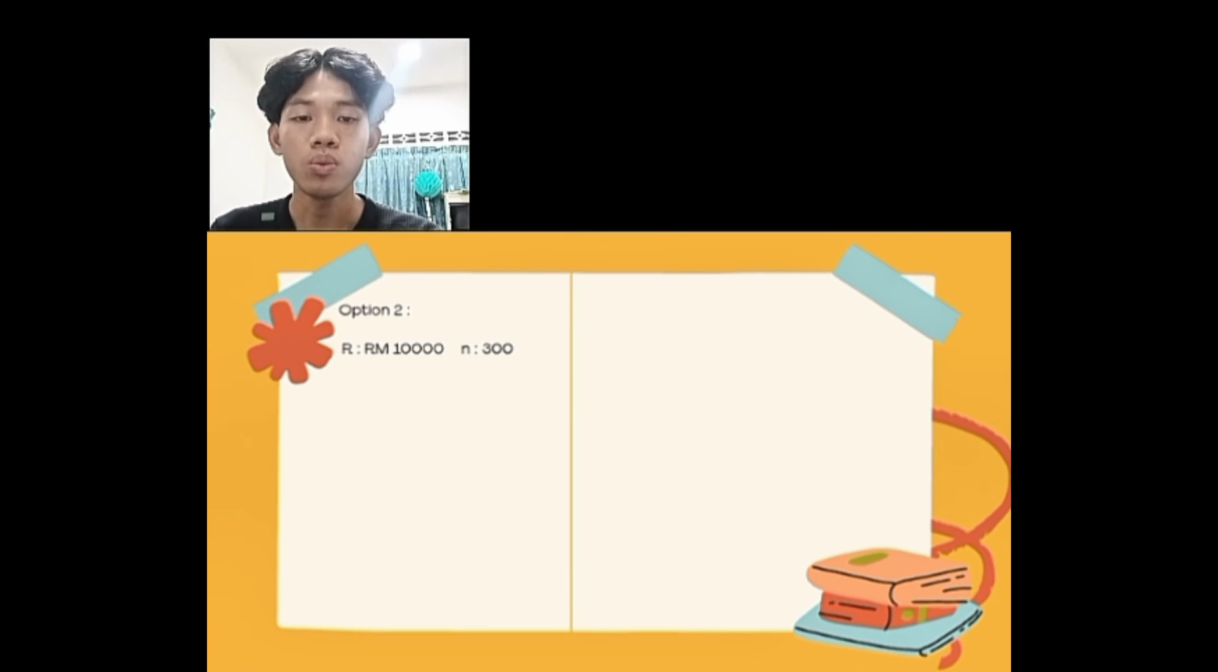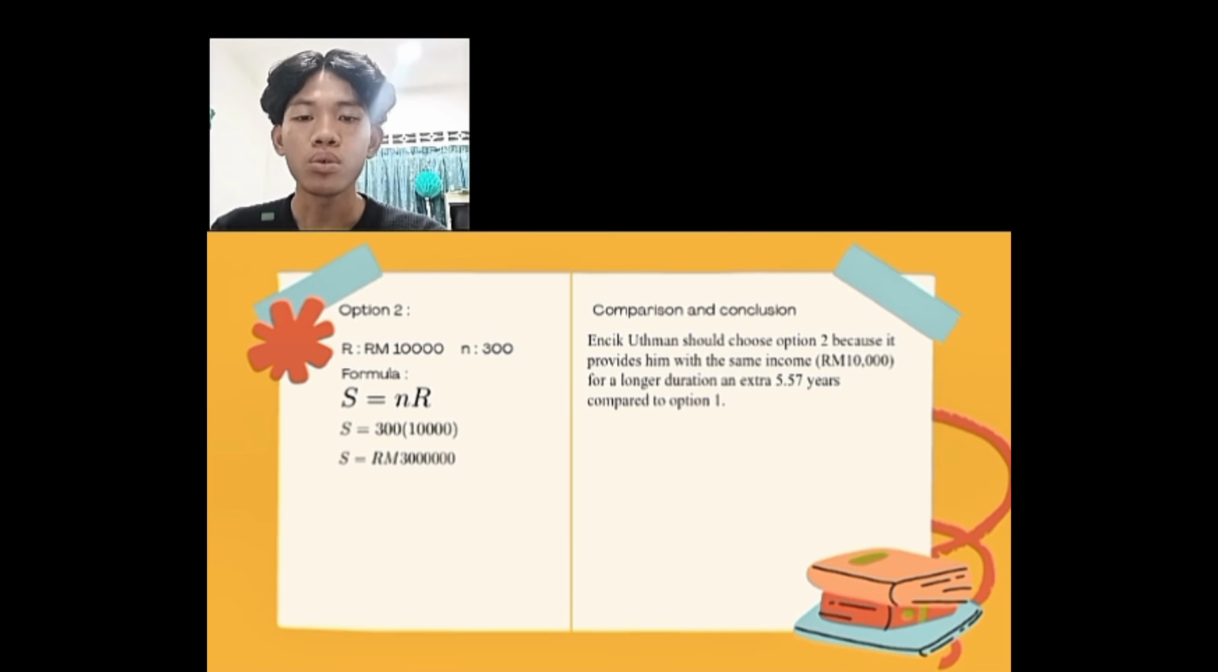Now for option 2, Encik Osman receives RM 10,000 every month for 300 months. Using the simple formula, we get S equal to RM 3 million. In conclusion, Encik Osman should choose option 2 because he can receive RM 10,000 monthly for an additional 5.57 years compared to option 1.